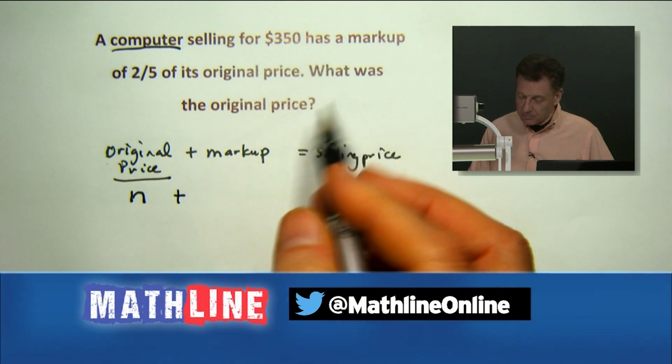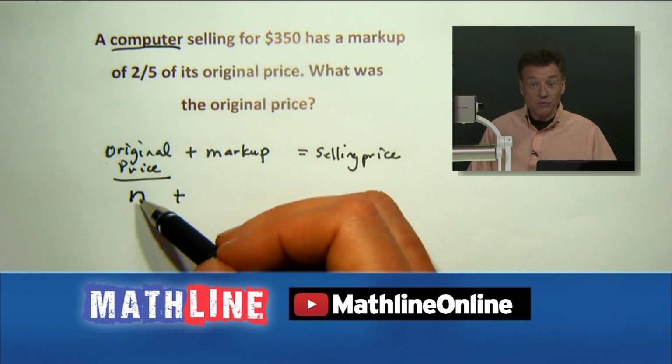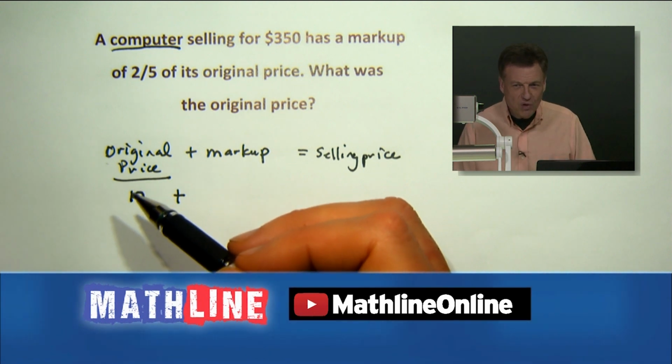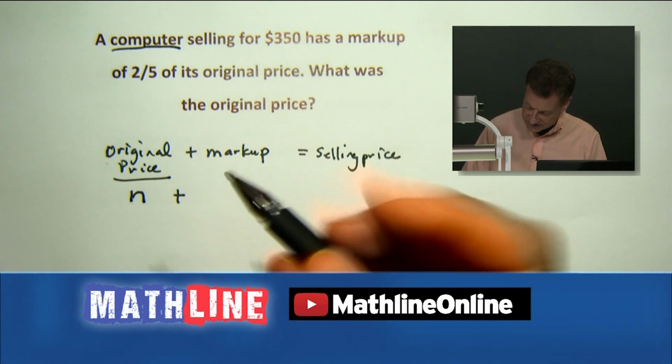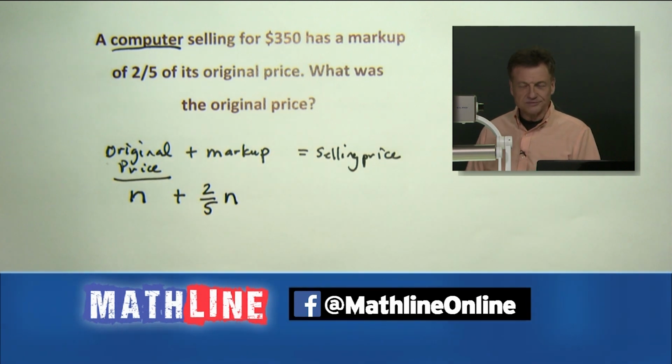And how about the markup? Ooh, 2/5 of its what? Original price. We know the original price now. We're getting smart, aren't we? So we're looking at 2/5 of that end value. I'm going to go right there.